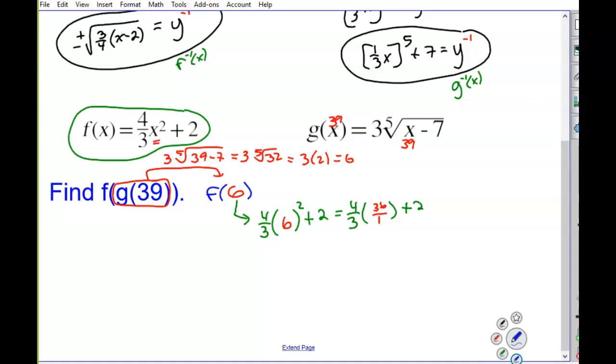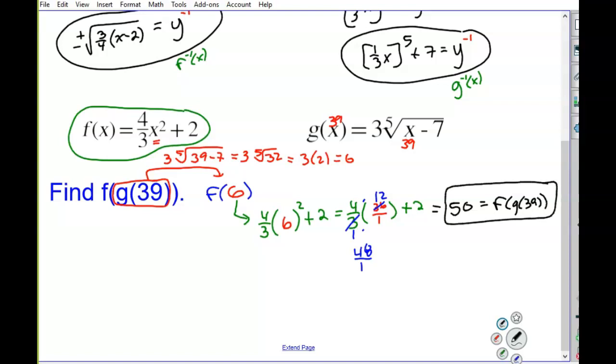Well, wait a minute. What if I divide the top and bottom by 3? If I divide by 3, 36 divided by 3 is 12. And now I've got 4 times 12, which is 48, over 1 times 1, which is just 48. And then 48 plus 2 tells me that f of g of 39 is equal to 50.